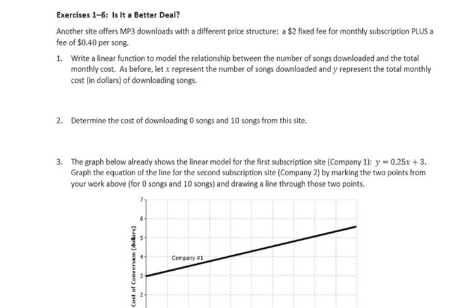Question number 1 on the next page, some exercise examples. Is it a better deal? Another site offers MP3 downloads. That's a $2 fixed monthly fee. And this one, though, is 40 cents per song. So our equation would be y equals 0.40x, however many songs we buy, plus we have to pay that $2 membership fee, no matter what.